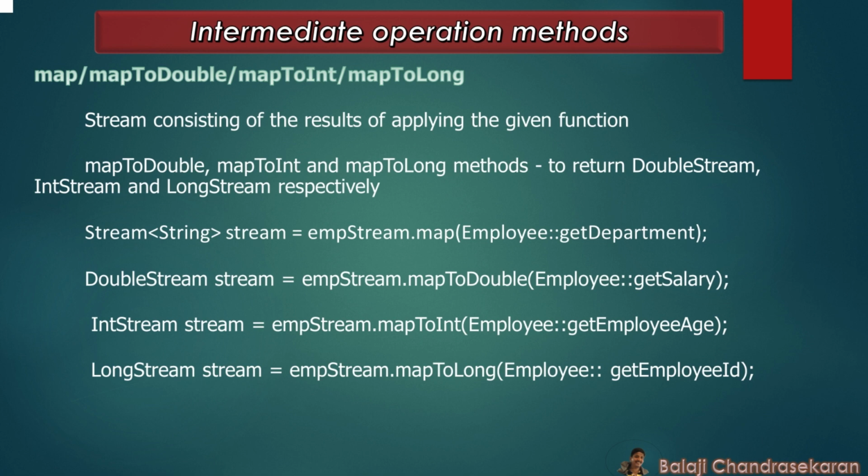The next line of the code snippet uses the mapToInt operation and maps each employee object to its age using the getEmployeeAge method and creates a specialized stream of integer values. The final line of the code snippet uses the mapToLong operation and maps each employee object to its ID using the getEmployeeID method and creates a specialized stream of long values.